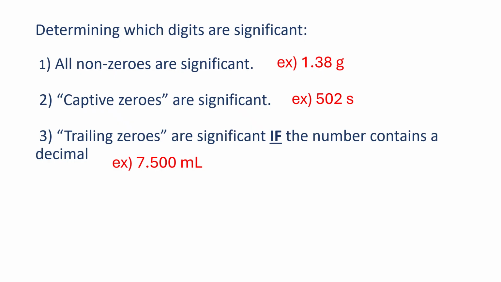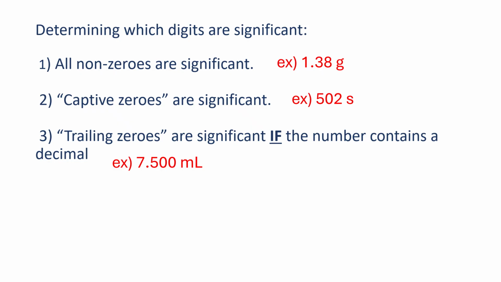They're there for a reason. They're there to show that this number is reliable to the nearest thousandth of a milliliter, right? So they're there for a reason. They're significant. They're sig figs. They're part of the measurement.